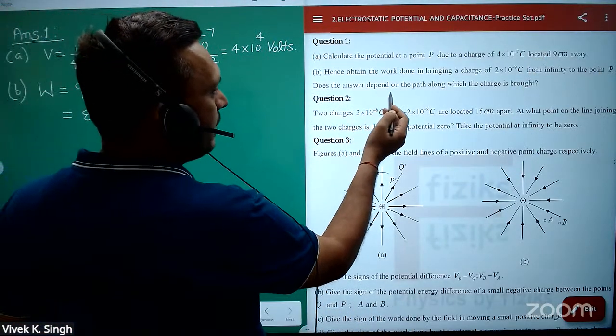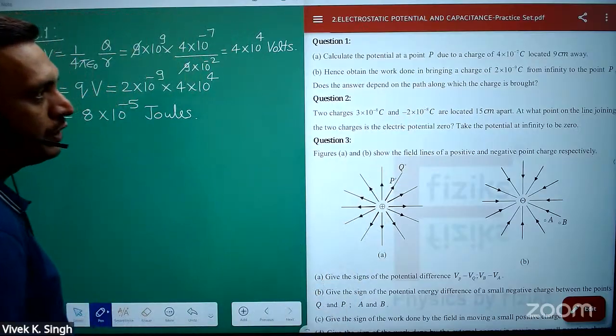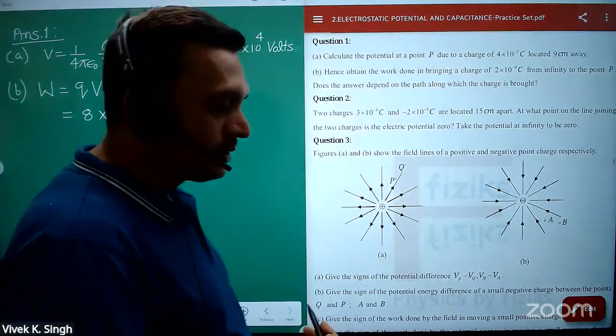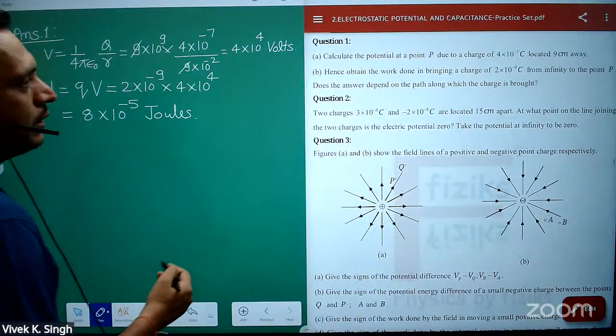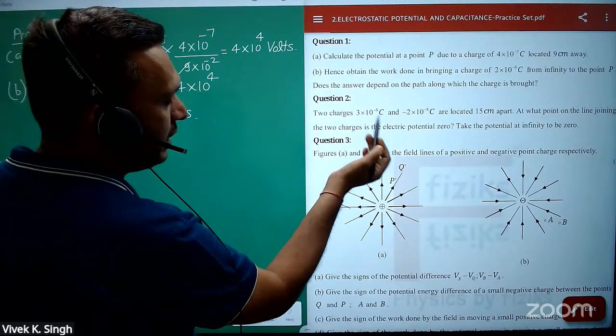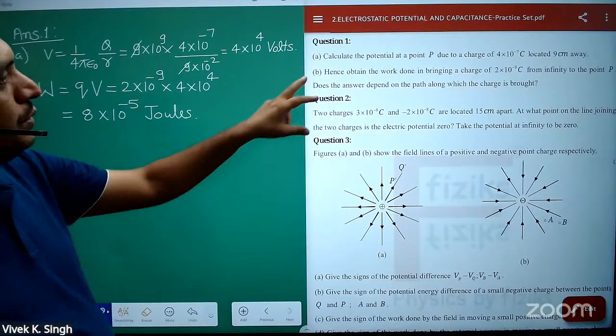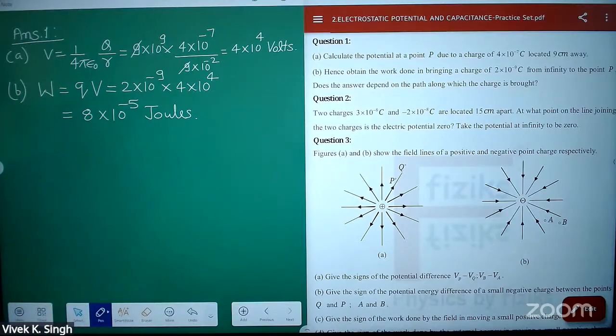Does the answer depend on the path along which the charge is brought? No, because it's a conservative force. It doesn't depend on the path. Clear? It only depends on the initial and final position, so it is path independent. So this is the answer of question number 1.